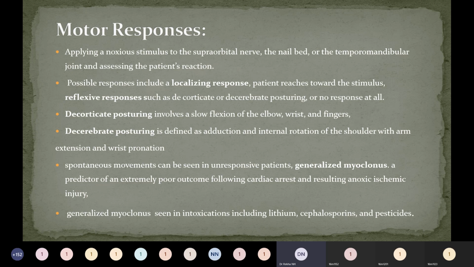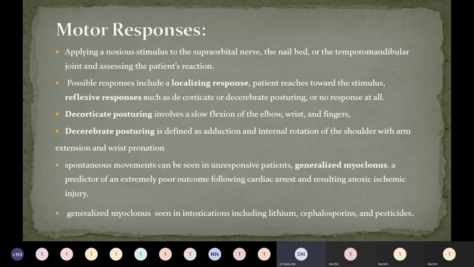So the response to the stimulus is either a localizing response or a reflexive response. Localizing response means the patient reaches towards the stimulus. He localizes the stimulus. That is called a localizing response. Other than this is a reflexive response, that is decorticate or decerebrate posturing, or no response at all. So these are the three types of response: localizing, reflexive, or no response. That gives a clue to the motor examination.